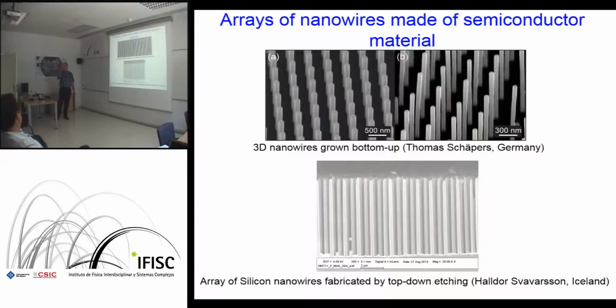let's say, vertically. The second picture shows nanowires fabricated with a so-called top-down method, which consists of taking a material block and etching. The result is this array of nanowires, which can be as long as 20 microns. And these are produced by Halldór Babarsson at the University of Reykjavik in our group.